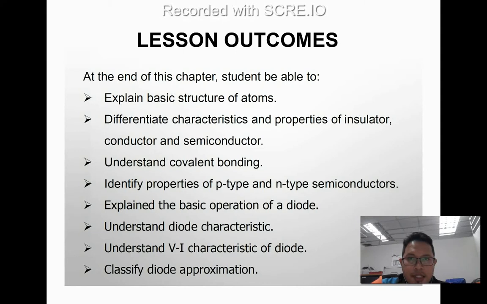First, the lesson outcomes for this chapter are: we can explain the basic structure of the atom, and differentiate the characteristics and properties of these three types: insulator, conductor, and semiconductor. We will understand the structure and differences in terms of their atoms, understand covalent bonding, identify P and N type semiconductors, explain the operation of diode characteristics, understand the VI diode characteristic, and classify diode approximations.